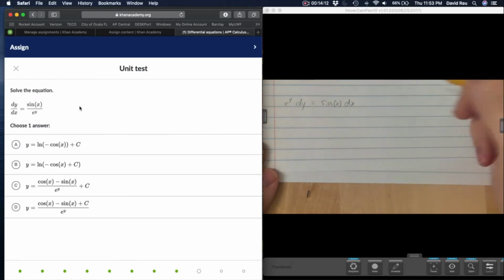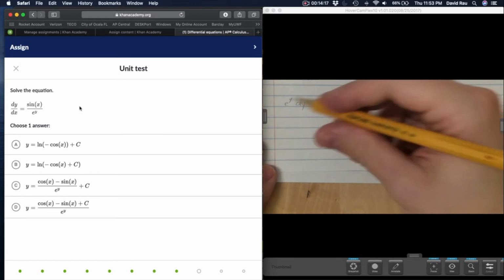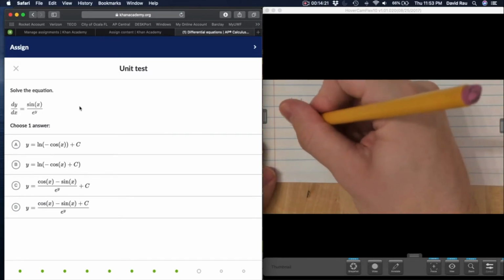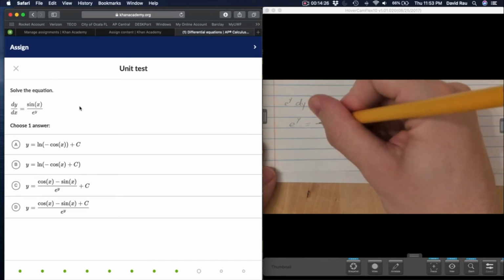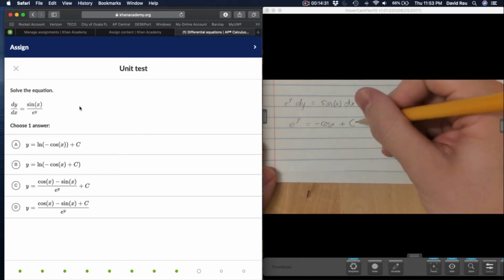All right, again, we're doing separation of variables here. Hopefully you see I just multiplied by e to the y and multiplied by dx. Now I'm ready to integrate. When I integrate e to the y dy, I just get e to the y. And when I integrate sine of x, I get negative cosine of x. And usually your x variable side gets the plus c.